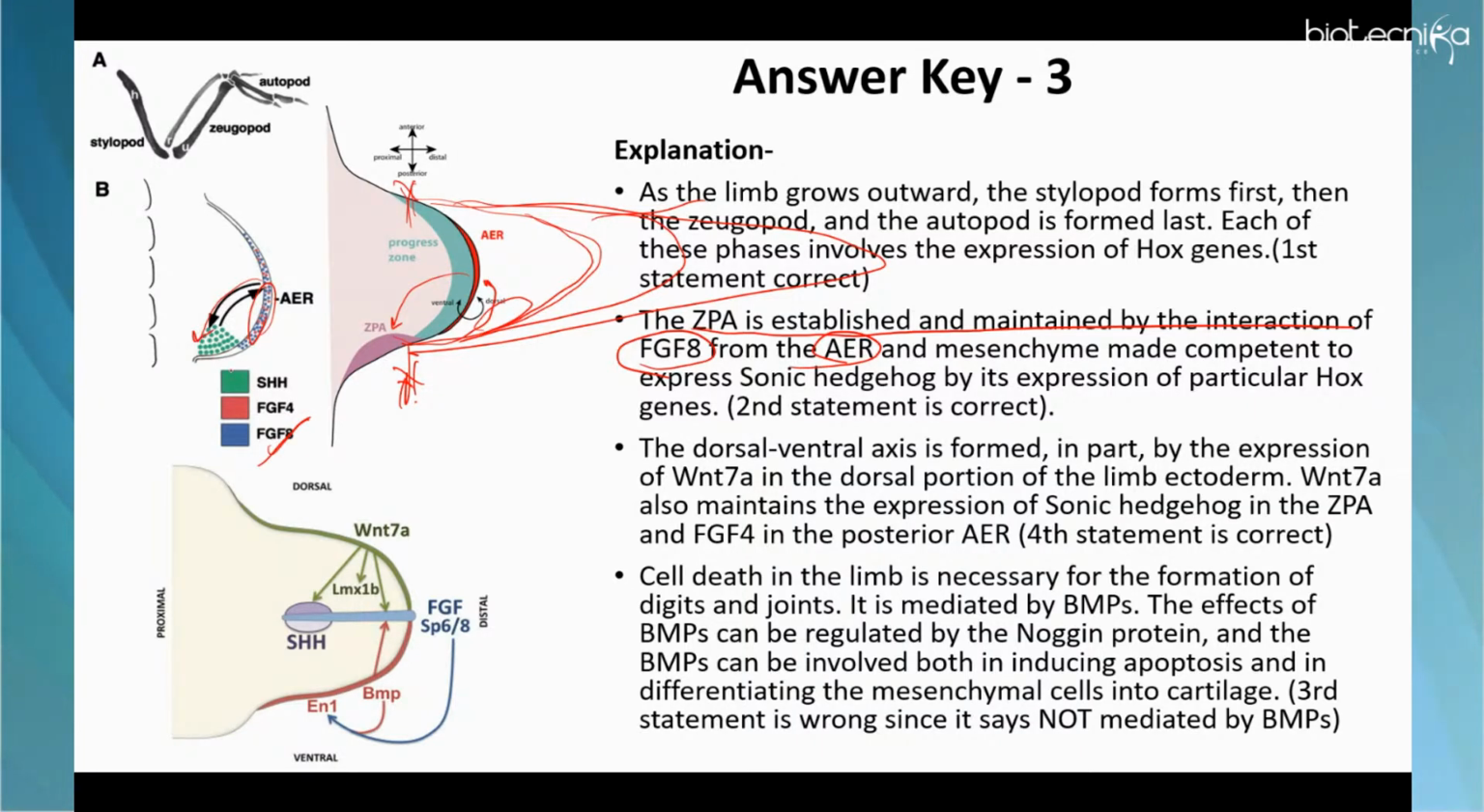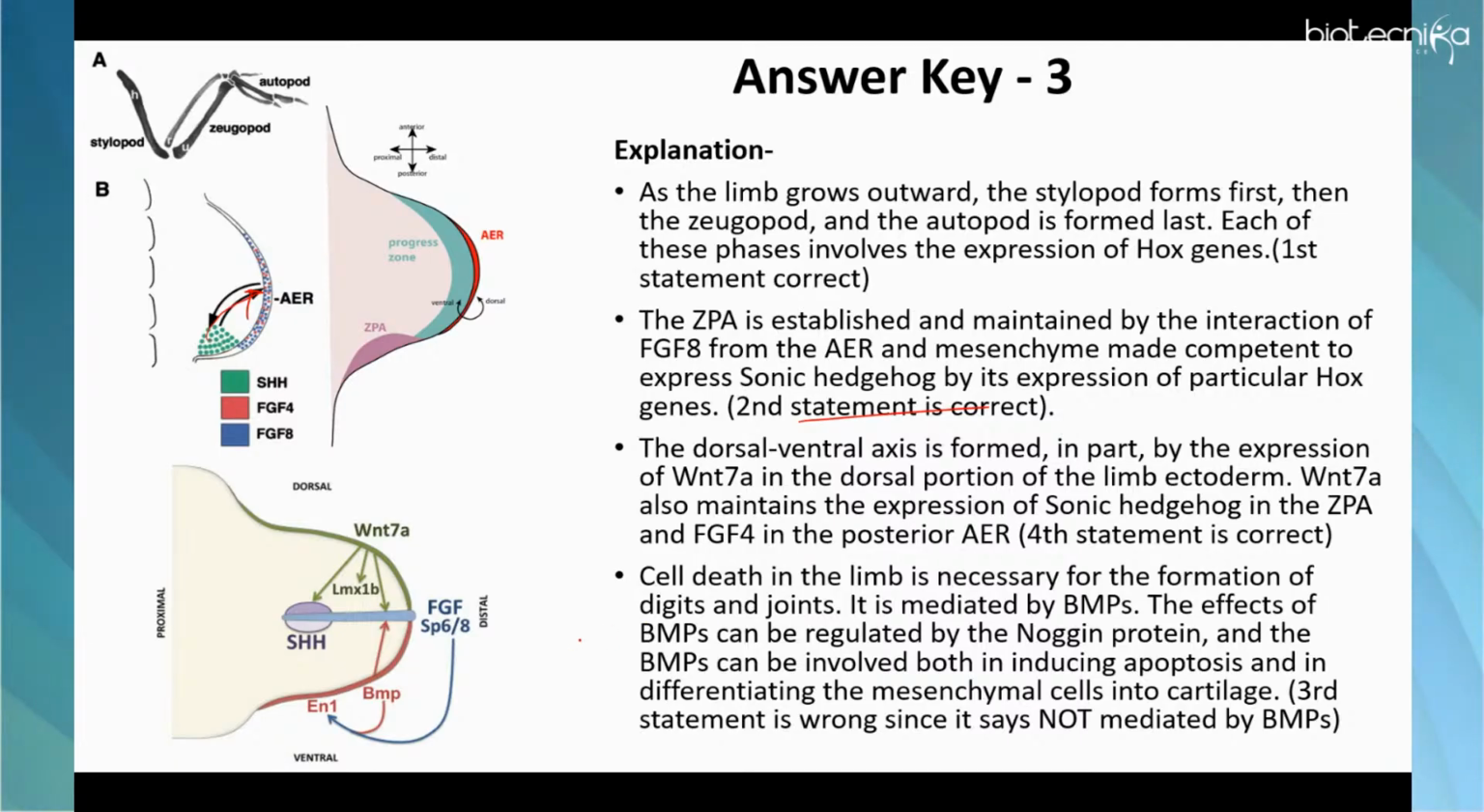It is given to the ZPA region, and mesenchyme made competent to express sonic hedgehog, which is SHH. So ZPA is expressing the SHH and it is giving the signal to maintain the AER. Both are maintaining each other, right?